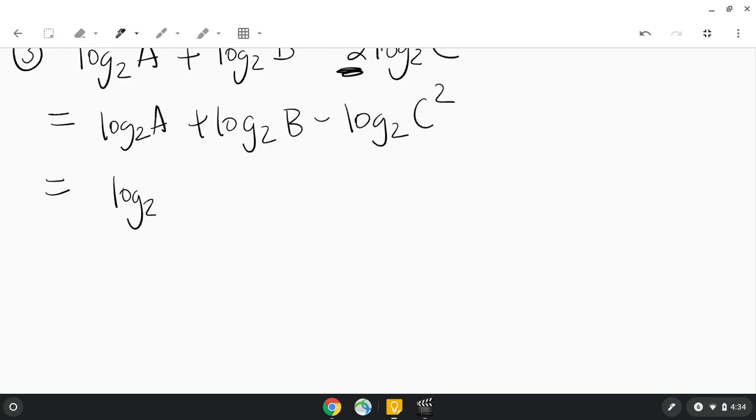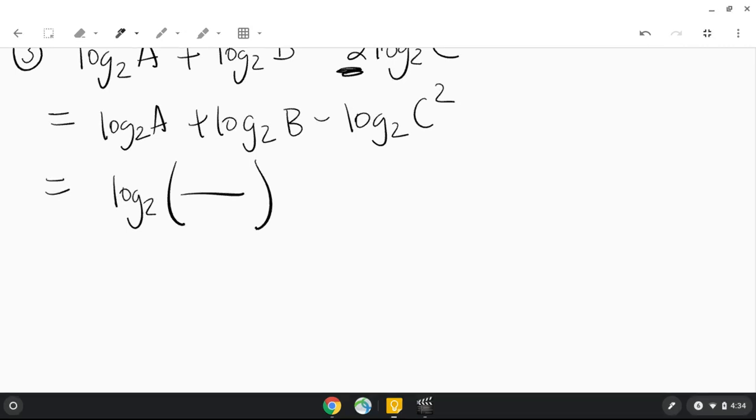So there's my one log. And let's go ahead and figure out who is going in the numerator and who is going in the denominator. So all the positive logs will go in the numerator. So that would be A and B. And all of the negative ones would go down below. So that would be C squared. Okay.